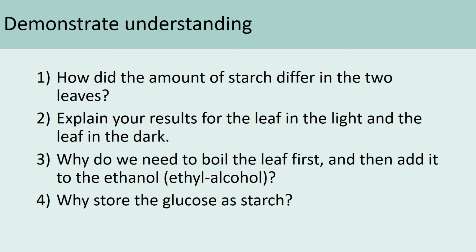So question 1 is, how did the amount of starch differ in the 2 leaves? Question 2, explain your results for the leaf in the light and the leaf in the dark. So why did that happen? Question number 3, why do we need to boil the leaf first? And then why do we need to add ethanol to it, which in the video is referred to as ethyl alcohol, which is ethanol. And number 4, why store the glucose as starch? That's something that we spoke about earlier.